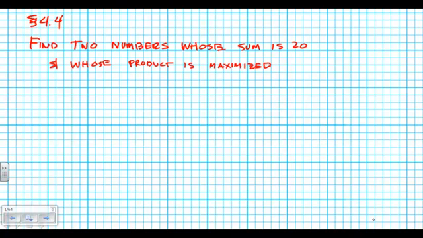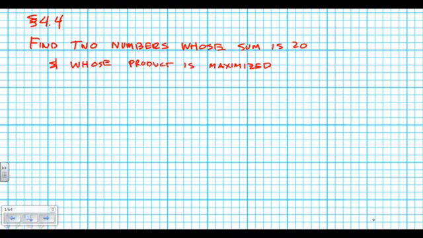10 and 10? Yeah. Prove it. 10 plus 10 is 20, and 10 times 10 is 100. That's a pretty big number. So. Okay, so what I want is something a little bit more rigorous. All right? Do derivatives. Yeah.